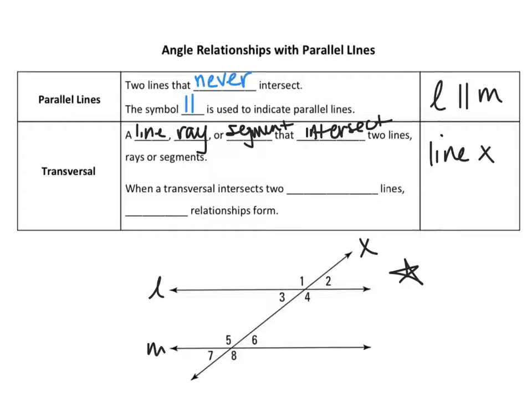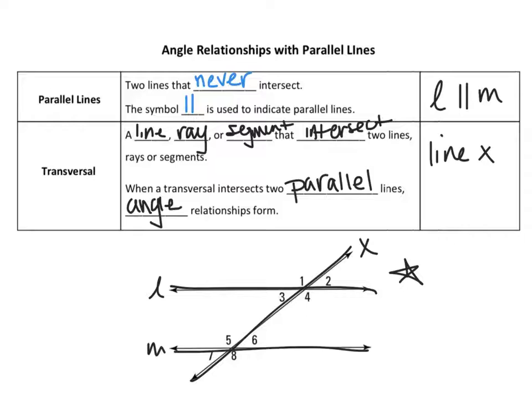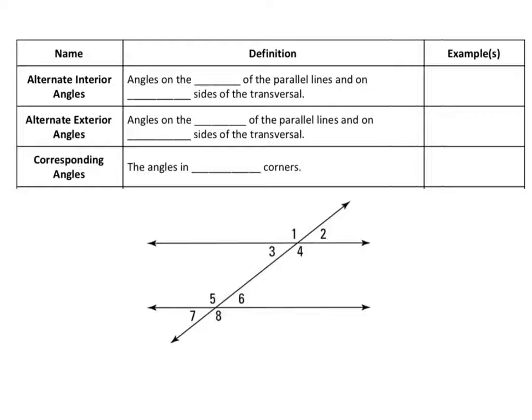When a transversal intersects two parallel lines, angle relationships form. So any angle relationship that we talk about in this video is going to be because these two parallel lines are cut by our transversal line of X. So let's go ahead and take a look at our different angle relationships. So if we take a look at the first three, our first example is going to be alternate interior angles.